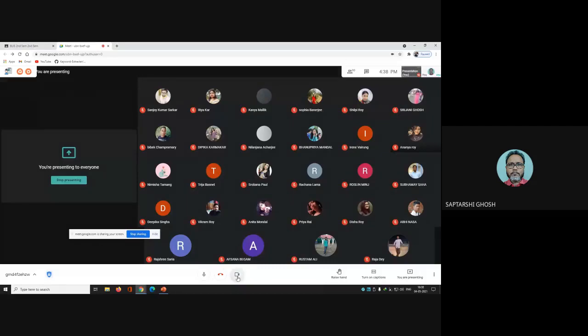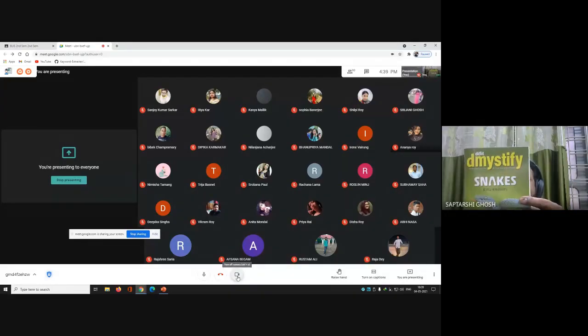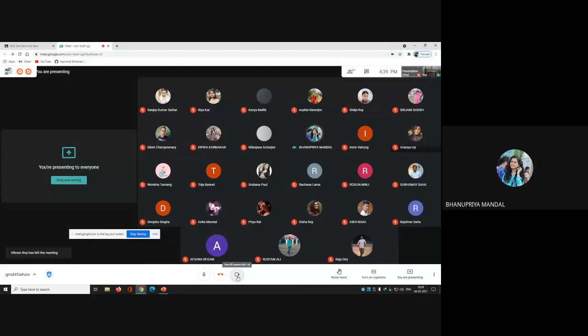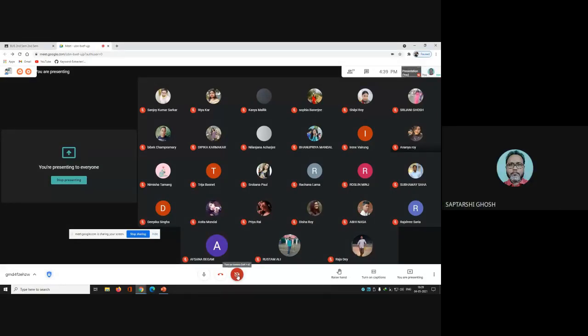See, the first page is Snakes, S-N-A-K-E-S. And the second page is FreeBSD. Now, if I ask you to catalog this book, how will you catalog it?